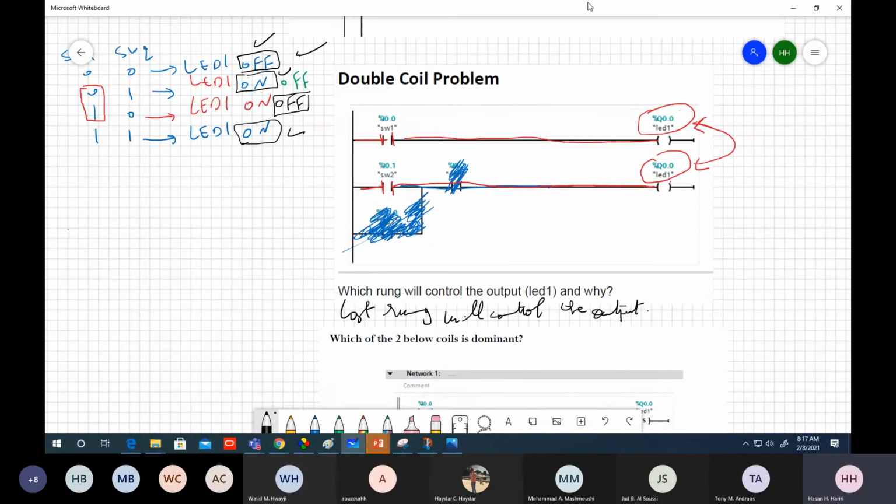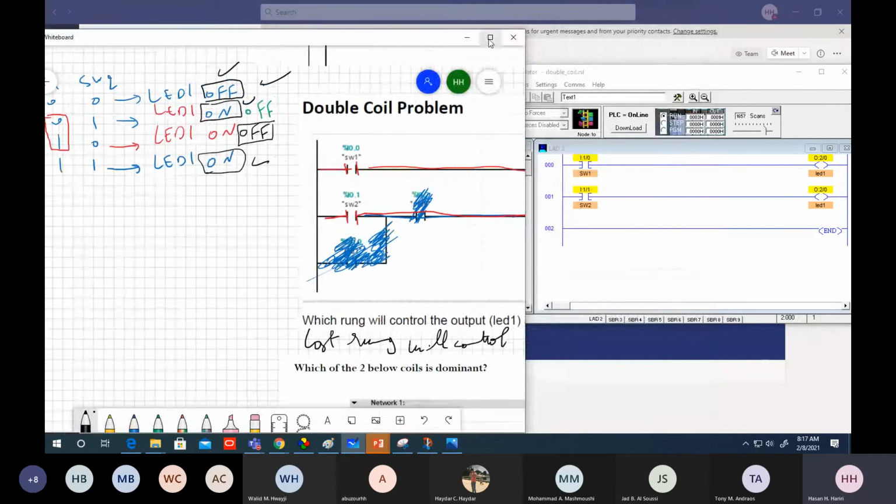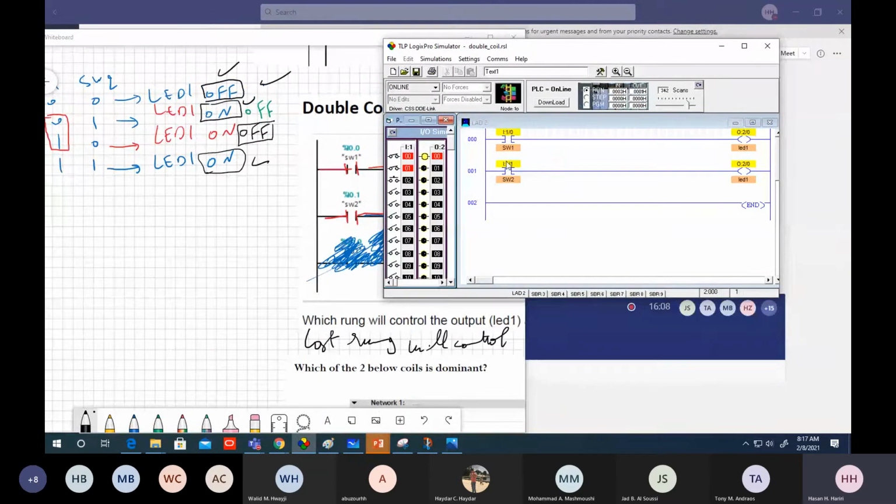Last rank will control the output. So if the last rank is on, then the output is on. If the last rank is off, the output is off. So it's not the first rank that controls the output actually. It's really the last rank. Whatever the first rank is, the output follows the last rank.